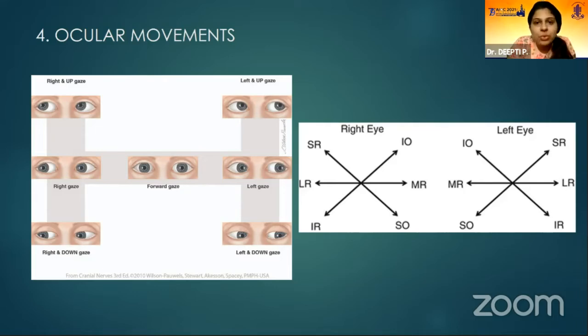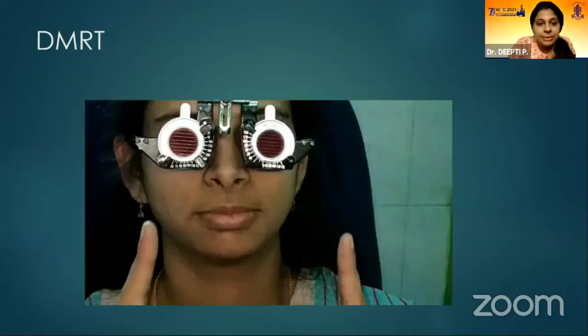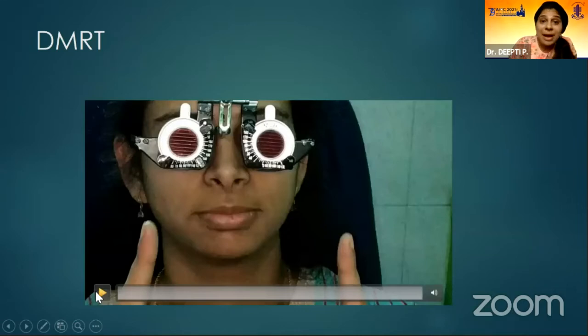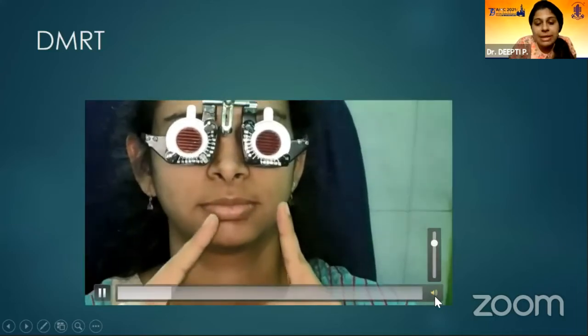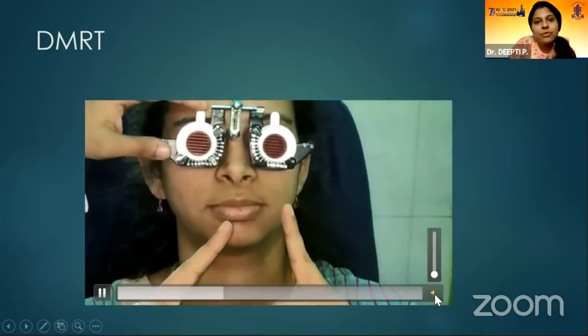Whenever postgraduates or fellows are assessing the movements, it's very important to assess both the ductions as well as versions, and in a similar way they would be depicting them in their exams also. So ductions are basically uniocular and versions are basically binocular. Now, if in the ocular movement you find some superior oblique or inferior oblique abnormality, you would go ahead with performing a few special tests.